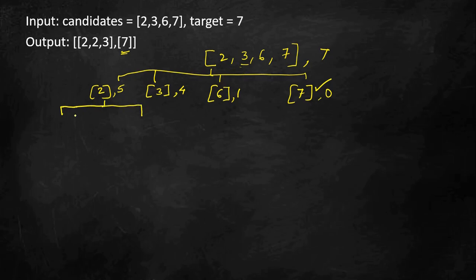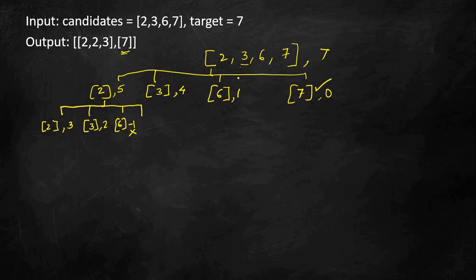Once I have selected 2, again I have the option of selecting 2. If I select 2, then 5 minus 2, the remaining target is 3. Now if I select 3, the remaining target will be 5 minus 3, which is 2. And if I select 6, the remaining target will be 5 minus 6, which is minus 1. So this cannot be used anymore because it's less than 0, it goes beyond 7.